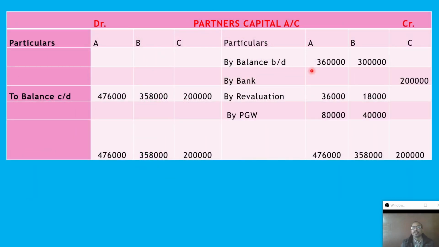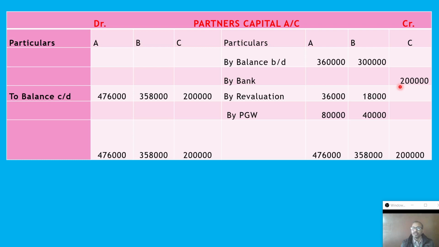Here the opening balance we got from the old balance sheet. Always in the old balance sheet, the old partners' figures are provided, so therefore by balance b/d, old partner A's capital 3,60,000 and B's capital 3 lakh. Now this is related to the new partner's contribution as his capital, so therefore by cash 2 lakhs.